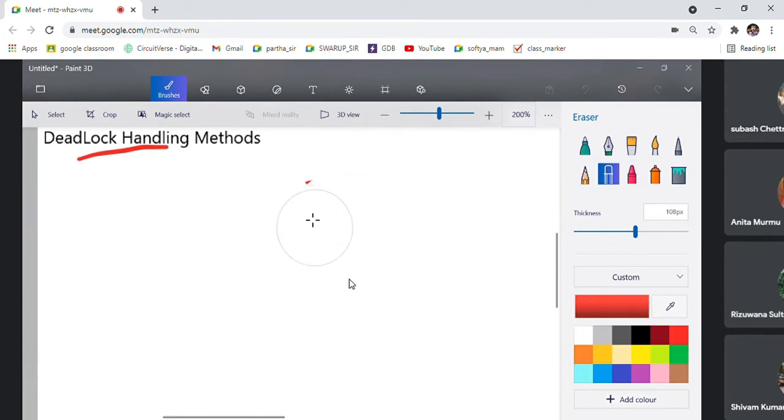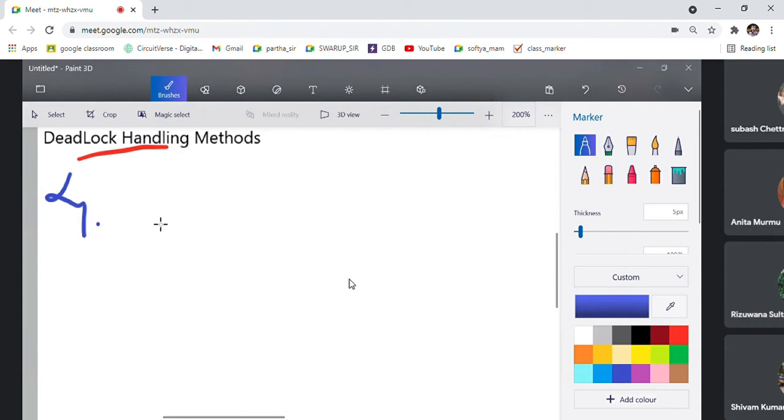So now we have said that deadlock will occur. For deadlock to occur, there are 4 necessary conditions: mutual exclusion, hold and wait, no preemption, and circular wait. If all these 4 conditions occur simultaneously, then deadlock will definitely occur.